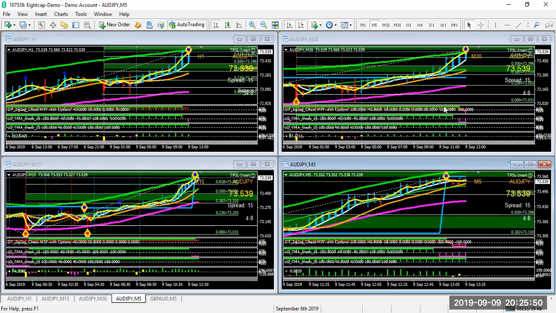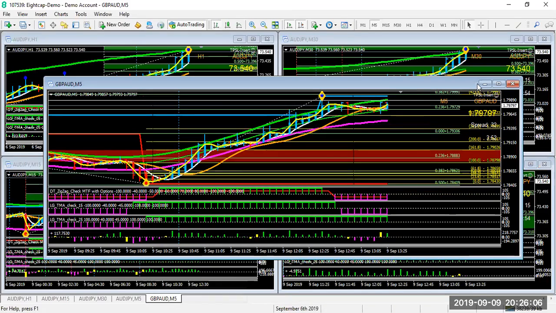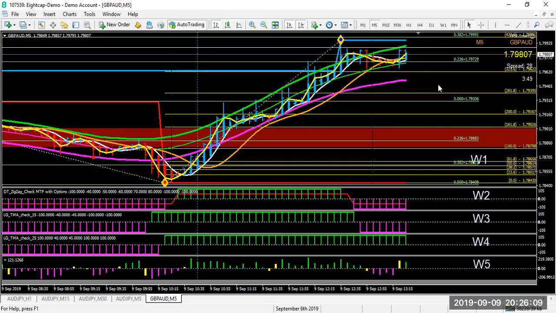So it's done pretty much its daily move. You can see from the 1 hour 30, it's been a nice curve upwards. Okay, so not too much, because these are finishing trades that began in the afternoon.